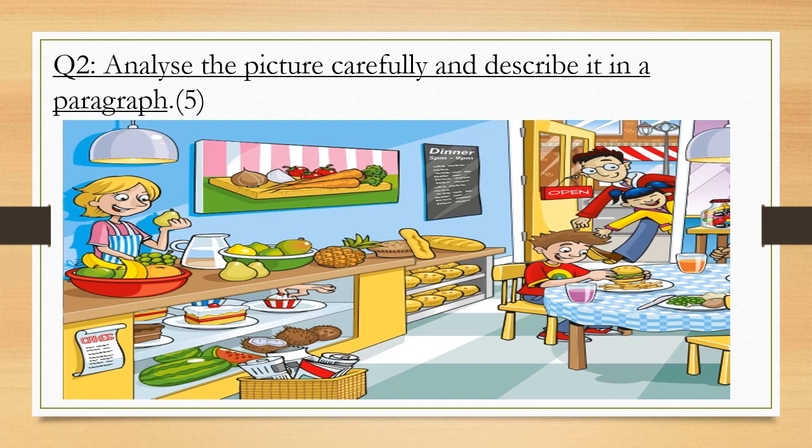and this is question number 2. Analyze the picture carefully and describe it in a paragraph. Look at the picture carefully. This is of 5 marks. So you will have to write at least 10 sentences. At the most you can describe in 80 words. But at least there must be 10 sentences because this is of 5 marks.